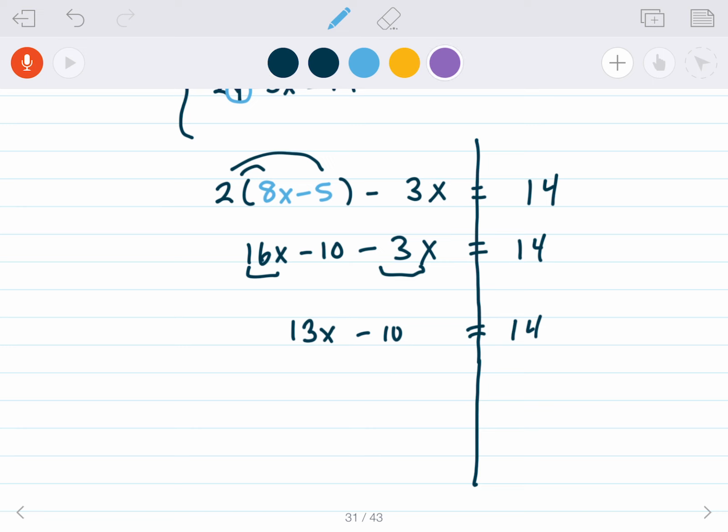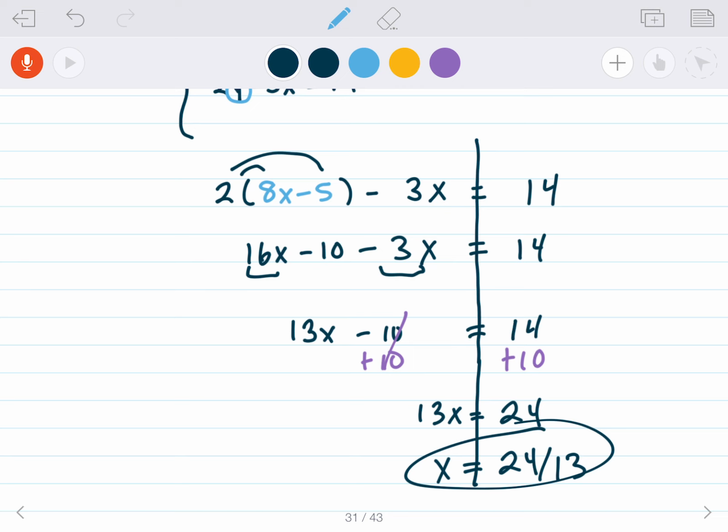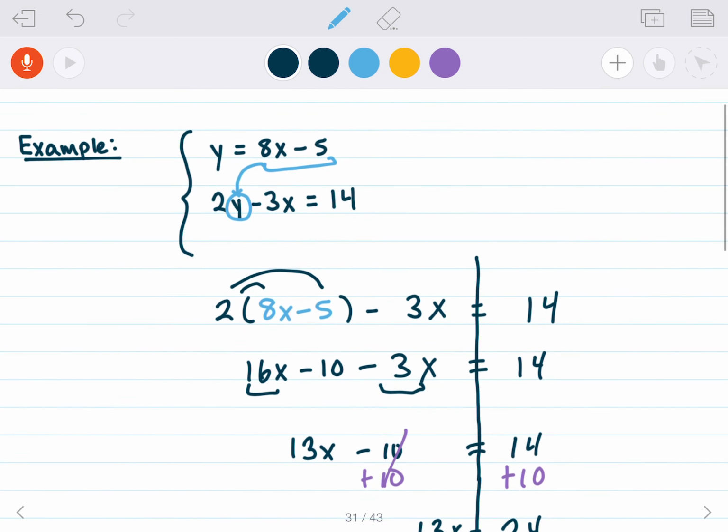I can add 10 to both sides to give me 13x on the left equals 24 on the right. And finally, I'll divide both sides by 13 to give me 24 over 13. Not the prettiest answer, but you get the idea. So to get my y value, I can use either one of these equations, but this one's going to be much easier because y is already by itself.